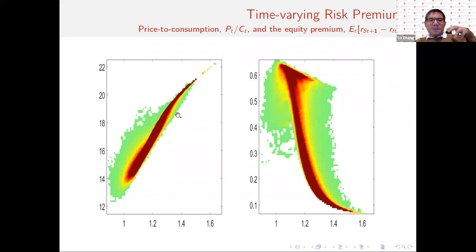So you can see price-dividend, price-consumption ratio. We do not compute the price-dividend ratio because dividends in the model are net payouts, which can be negative. So this is the price-consumption ratio. Consumption is always positive in the model. So the price-consumption ratio is procyclical. And this is the conditional equity premium, calculated that way. Equity premium is clearly countercyclical. The unit on the vertical axis is percent per month.